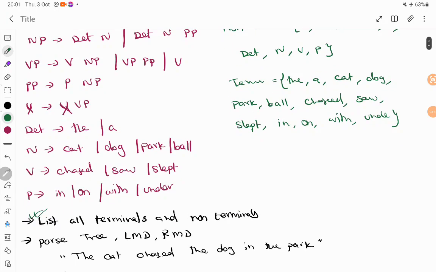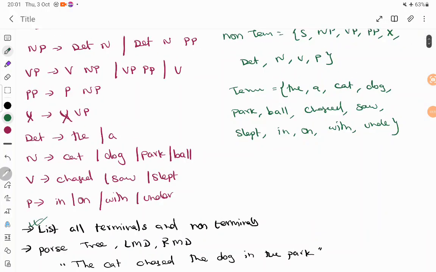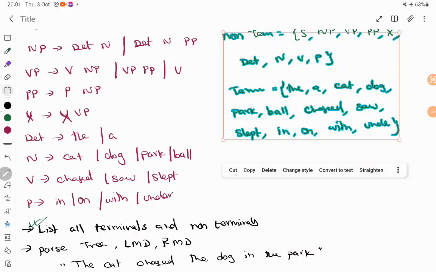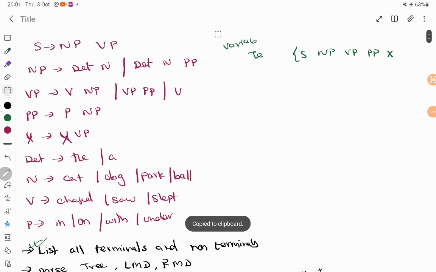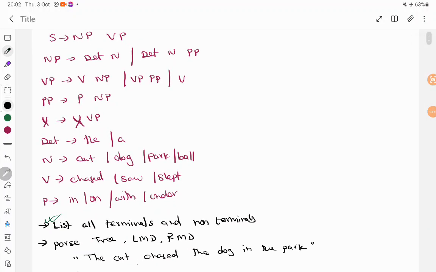And what is the next question? We have to derive a parse tree for the given grammar, for this statement. Let us take this. For deriving this, I'll draw the parse tree directly. That is an easy way of representation. Then we can go ahead with the leftmost derivation and rightmost derivation. So we'll start with S. S is the starting node, so we have to start with S all the time.